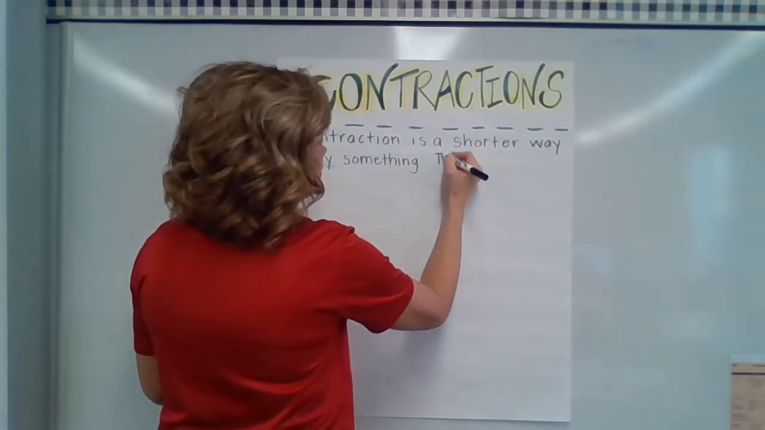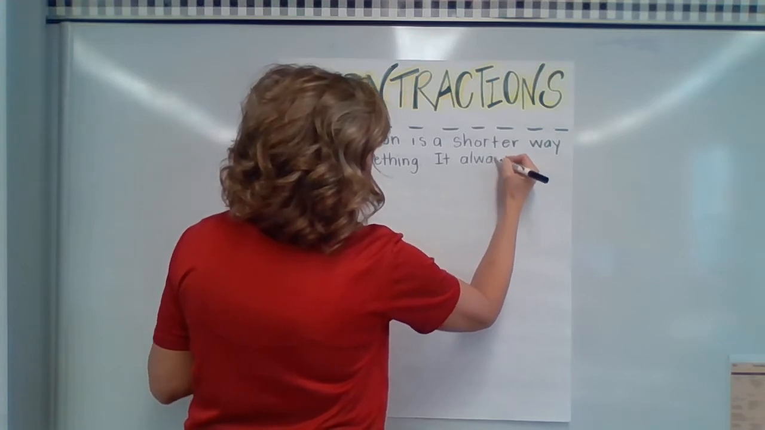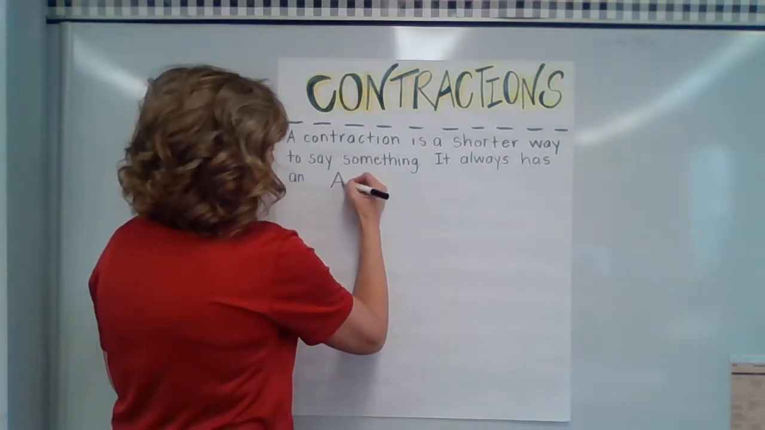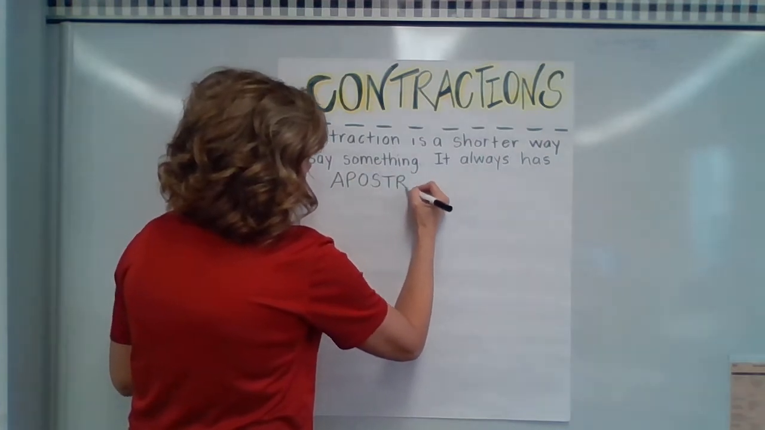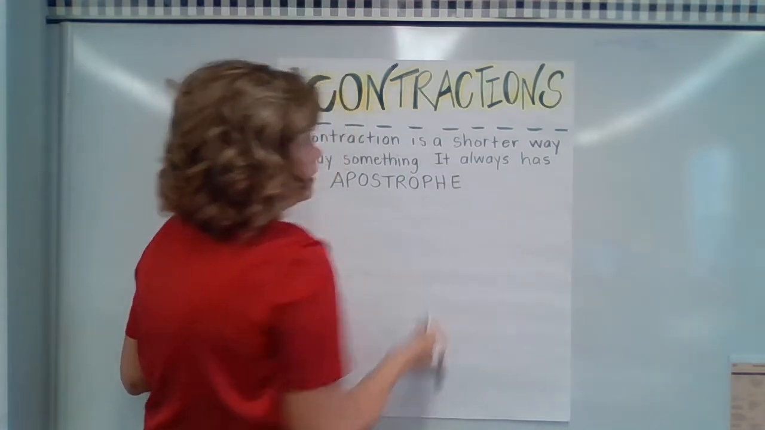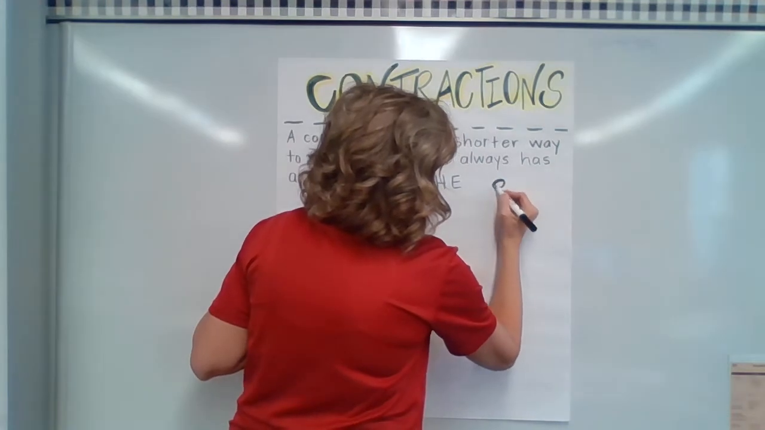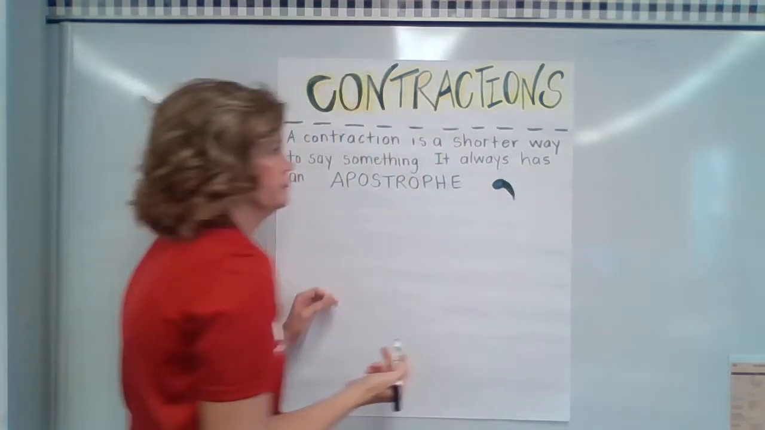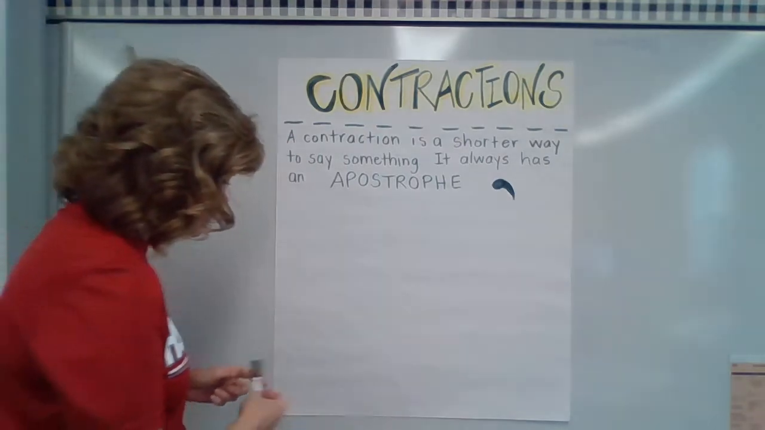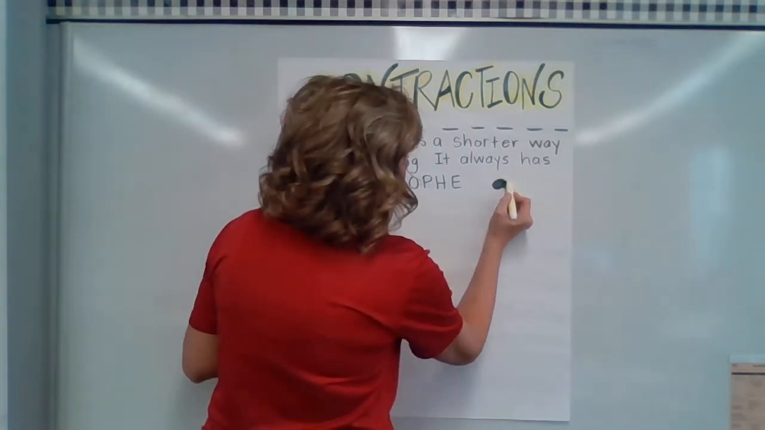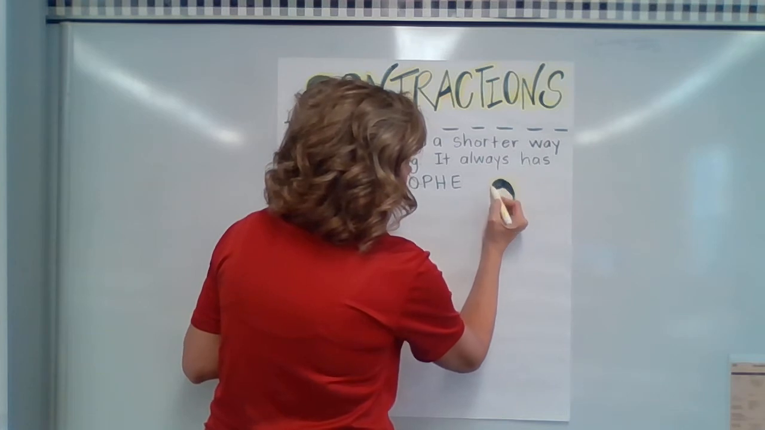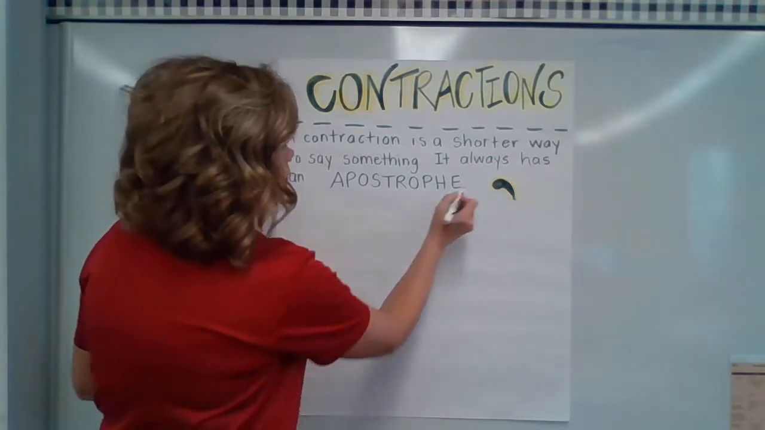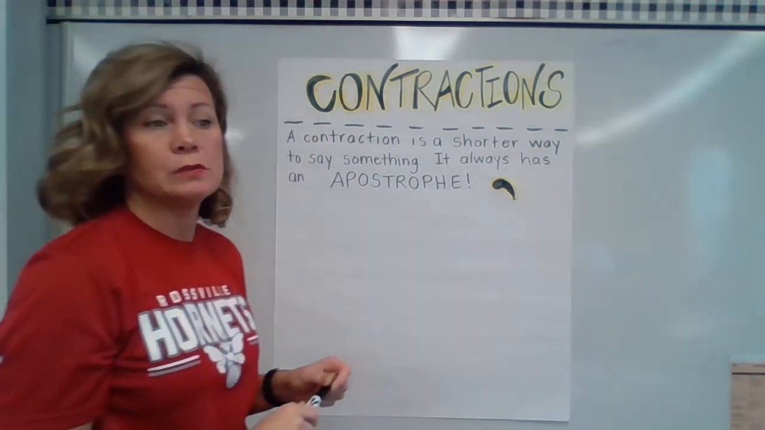So it always, I'm going to use the word always. It always has, and then I'm going to make this one big. It always has an apostrophe. That's this thing right here. And we usually use it with an S when we show that someone owns something. In this case, we're going to use it to show us where letters are left out, okay? So that's your apostrophe. Very important. So important. I'm going to put an exclamation point there, okay? Because that shows really strong feeling, okay?